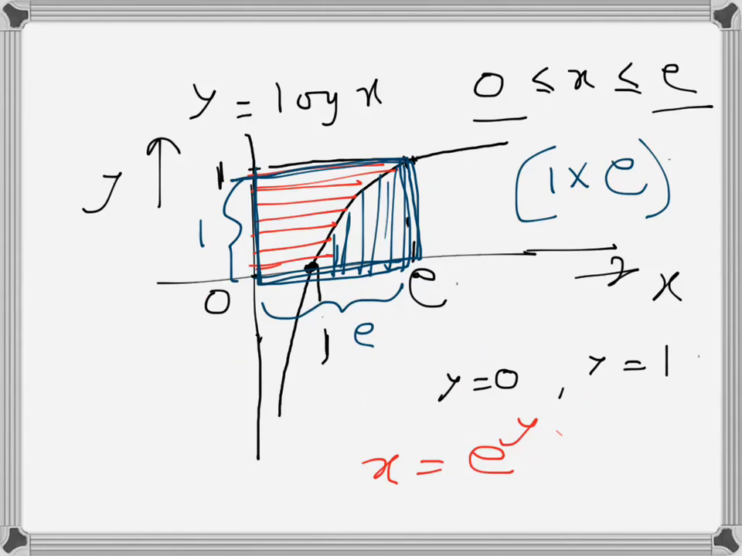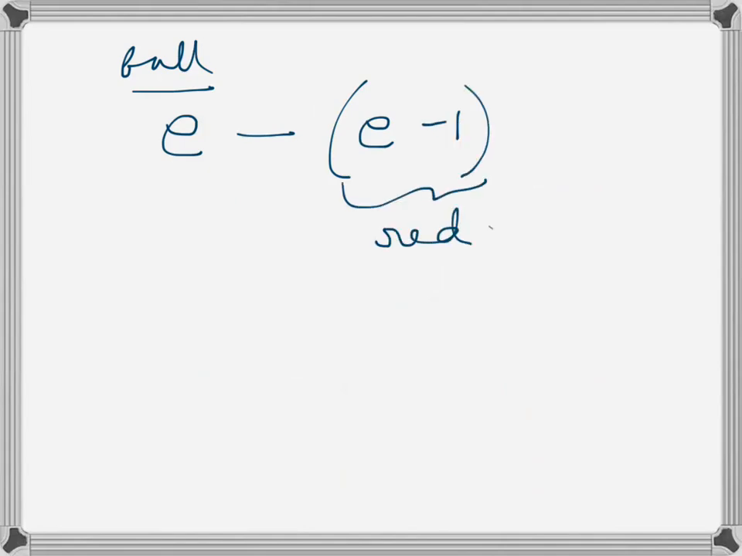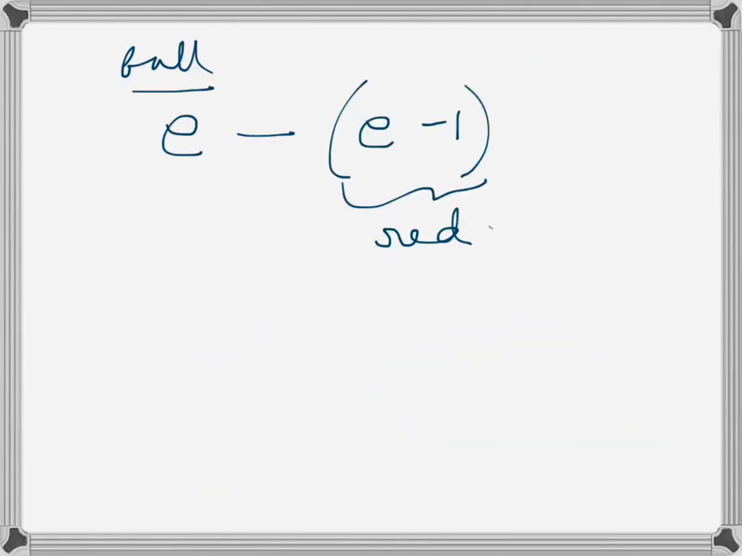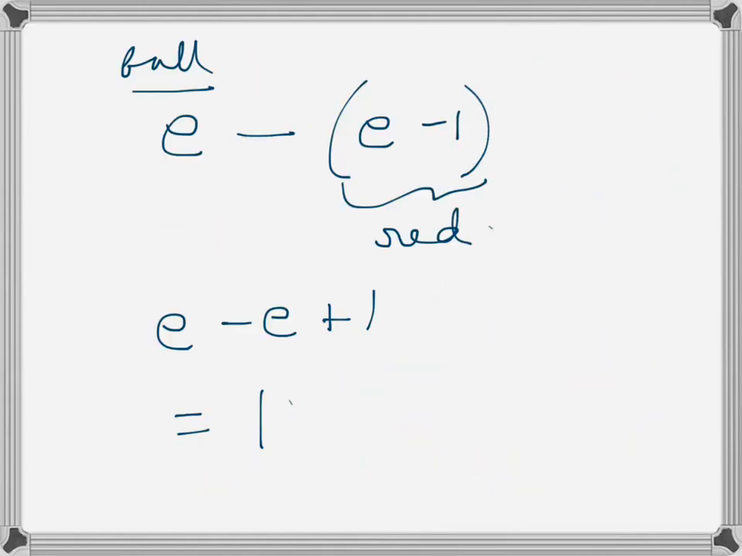So e is the full rectangular area minus the red shaded area, so this is the full area minus e minus 1, this is the red area, so this subtracted area will be our required blue area. So if we do that, e minus e plus 1, the result is 1, and we can double check from this integration whether we get the same result.